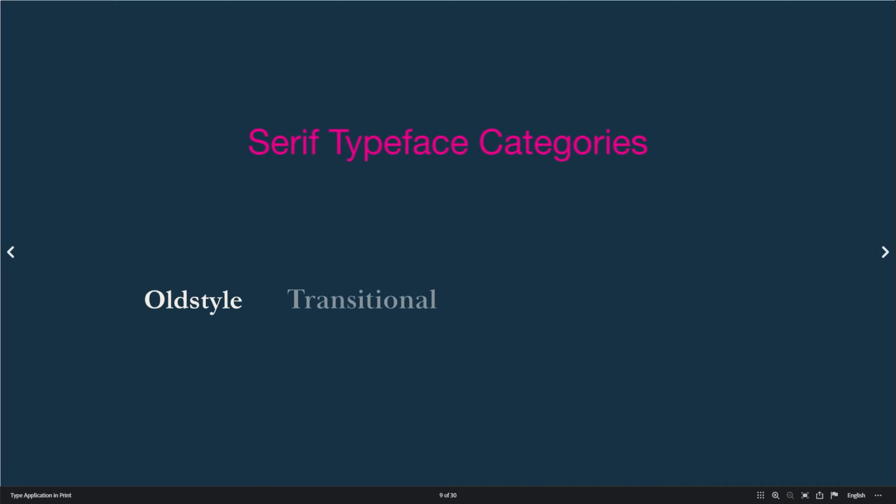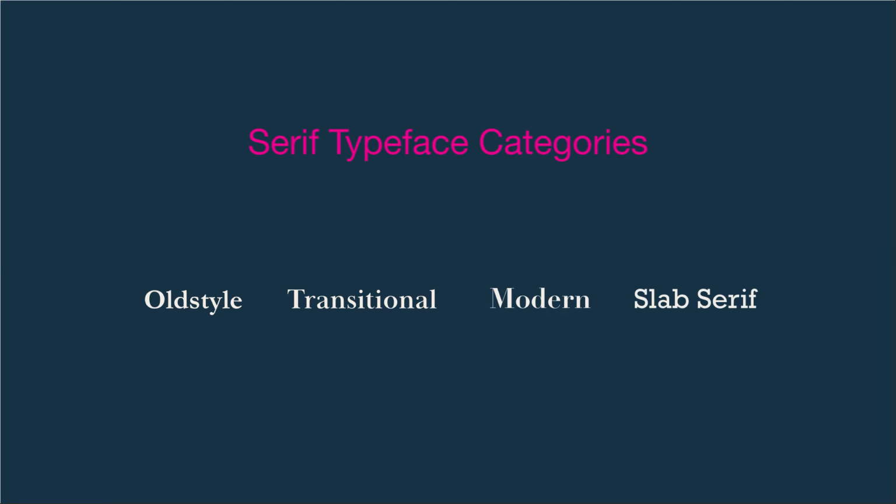In this unit, we'll focus on four specific branches of the serif family: Oldstyle, Transitional, Modern, and Slab Serif. Each of these categories has its own history, structure, and personality, shaping the way text is read and perceived. Understanding these four types gives us a solid foundation for working with serif fonts in practice.